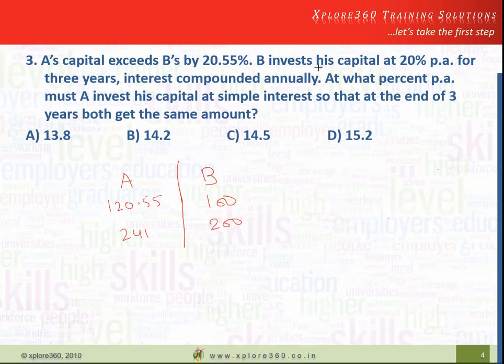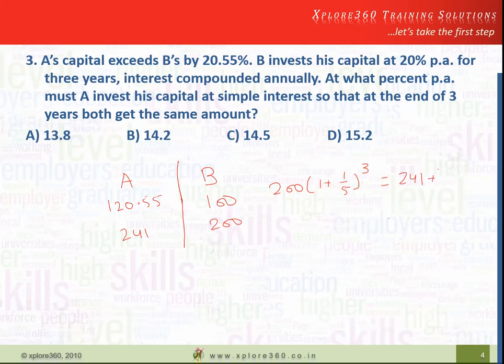Now say B invested the capital at 20% per annum, compounded annually, that means compound interest, for 3 years. And A invested on simple interest for 3 years. Now they are asking the simple rate of interest of A. So B is going to be 200 into 1 plus 20%, which is 1 by 5, to the power n, meaning 3. That is the amount in compound interest.